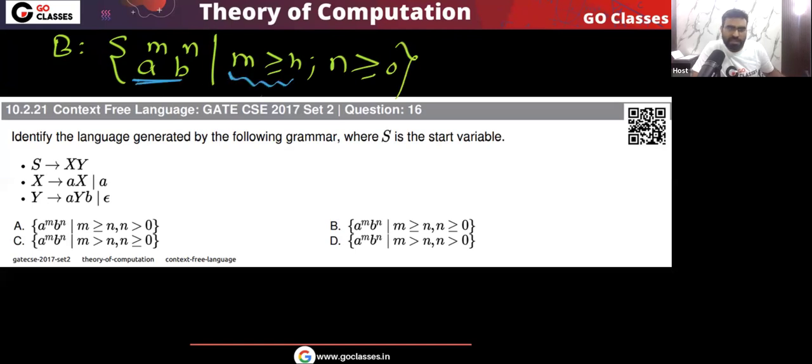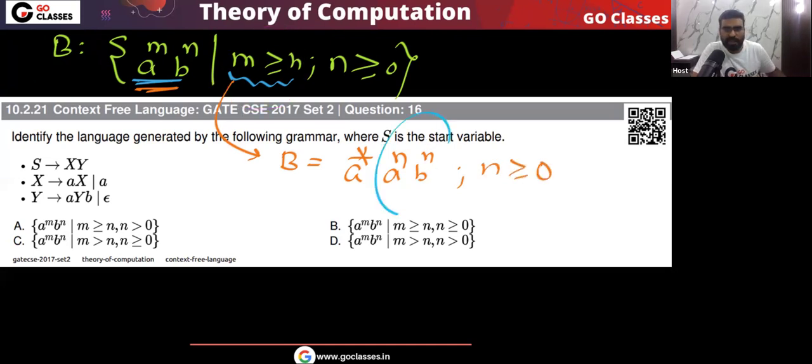Remember, I need m greater than equal to n, and I have a power m, b power n. So can I write that this option B is like a star a power n b power n? Yes or no? Do you agree with me that we can write like this? Because m greater than equal to n means it is possible that m can be equal to n. So I may have some extra a's, but the extra can be zero also. Maybe there is no extra a, so you can see this m greater than equal to n, I can write like this: a star a power n b power n.